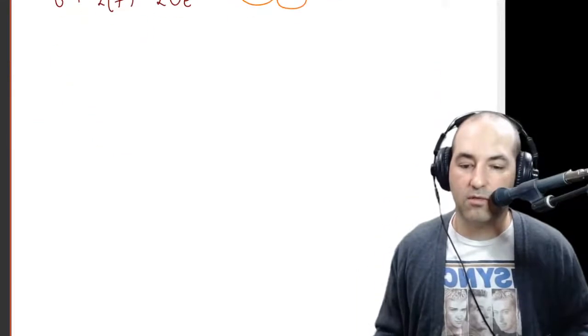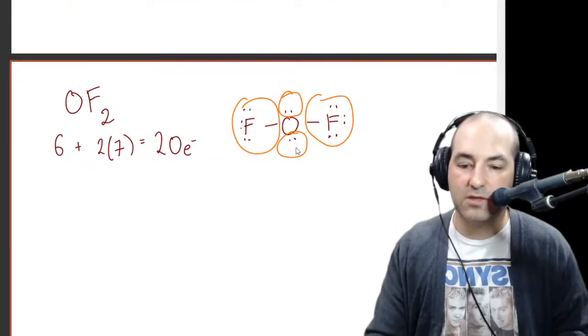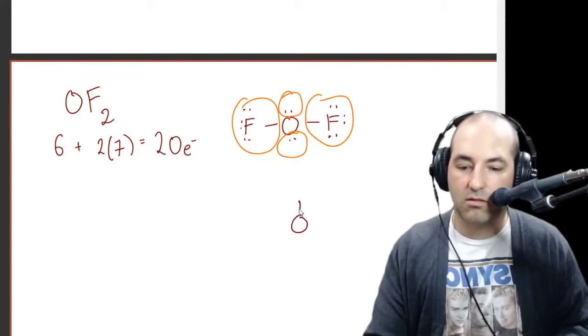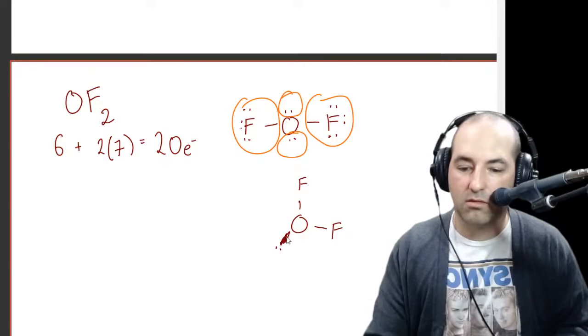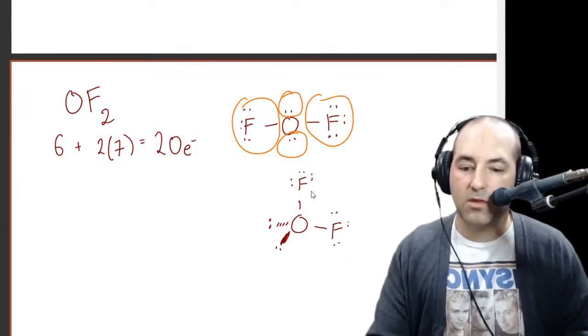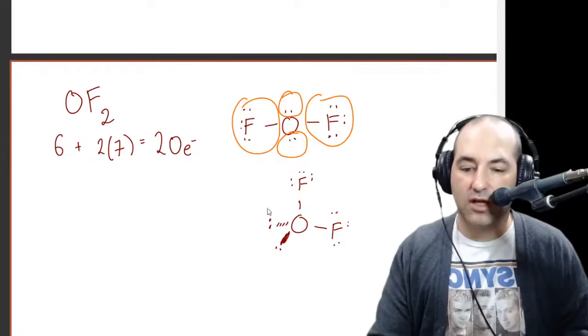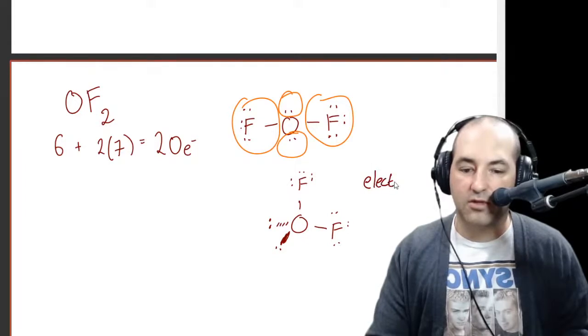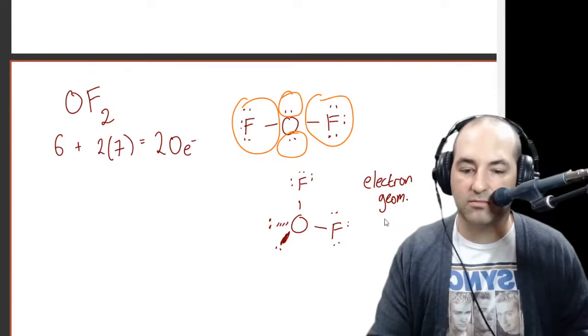All right, so if we were to redraw this, we need to leave space for those electrons. So we could draw it in a tetrahedral way, like that, with the other electrons here too, so that there's a spot for each electron group. We call that the electron geometry, and that's tetrahedral.